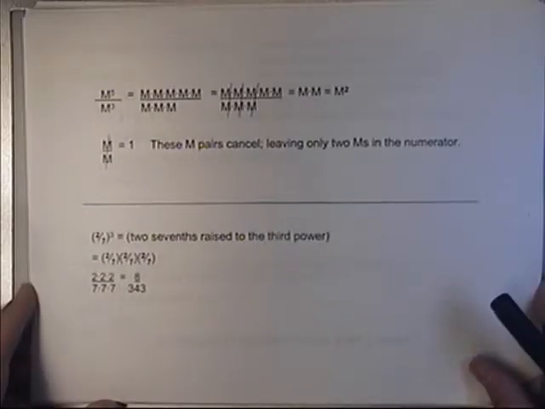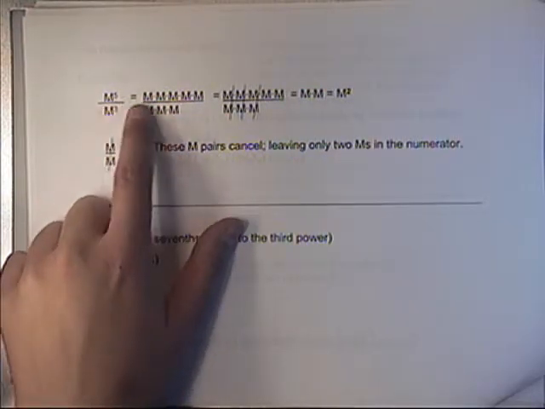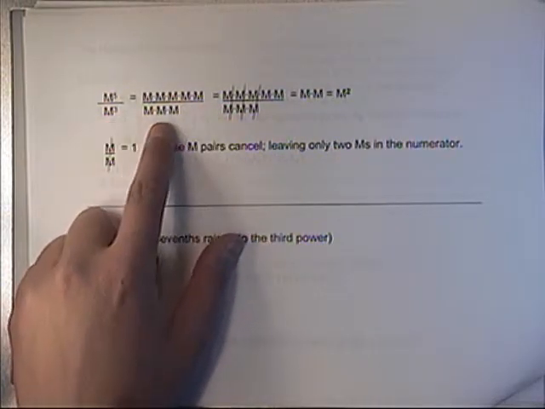Now dividing powers is a little different. Here I have m to the 5th over m to the 3rd. Again, if you think about m to the 5th as m times m times m times m times m, and m to the 3rd as m times m times m, then it's easier to understand exactly what's going on here.